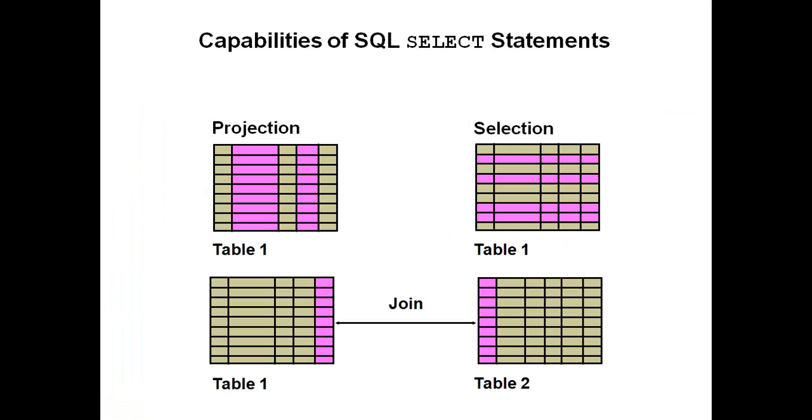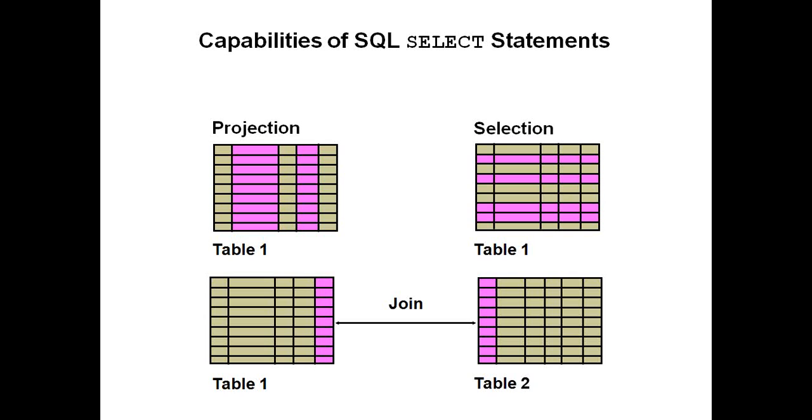As you can see on the screen, the first one is projection, the second one is selection, and the third one is join. Now what is meant by projection? As we already know, a table is a combination of rows and columns. So projection means retrieving specific columns. Suppose out of the EMP table, you are retrieving only the employee number. For that you would be writing a select statement, and that statement we call a projection select statement.